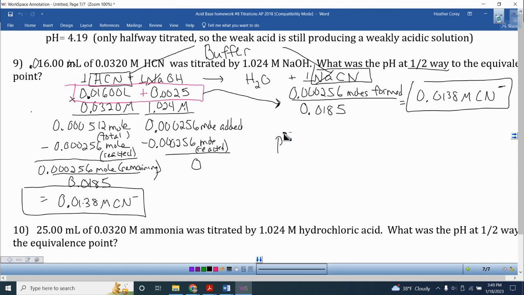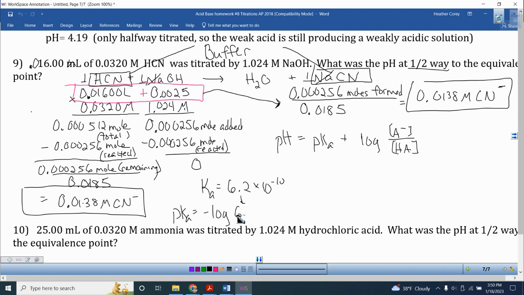Because we have a buffer, we know the pH equals the pKa plus the log of our conjugate base divided by our acid, our weak acid. And we would need to know the Ka for HCN. And the Ka for HCN, I can look in my table, and it's 6.2 times 10 to the negative 10. Okay, pKa is the negative log of this number right here. And so my pKa is 9.21.